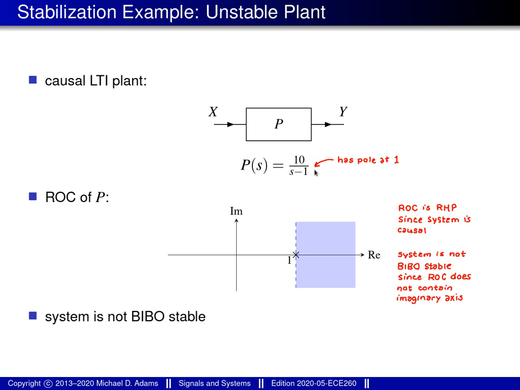So first, we proceed to show that the plant is not BIBO stable. To begin, we observe that the system function of this plant has a single pole at 1, in other words, this pole here in the complex plane. Furthermore, because the system is causal, the region of convergence of this system function P must be this right half plane that's shaded here to the right of the pole. Because this region of convergence doesn't include the imaginary axis, the system is not BIBO stable.